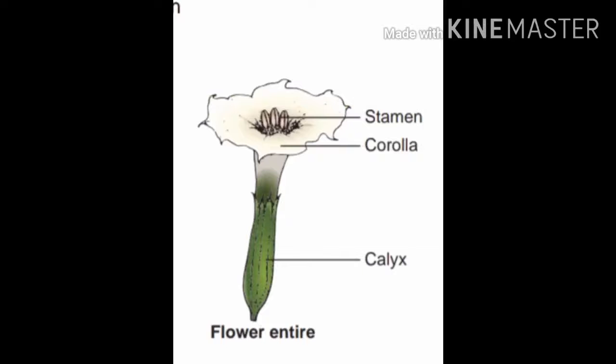Pedicels are present, everything is present. So it is a complete, regular, heterochlamydeous flower. That is, they have separate calyx, separate corolla. Pentamerous, 5 in number. Regular, bisexual, both sexes are present. It is hypogynous, superior ovary. So this is about the flower.